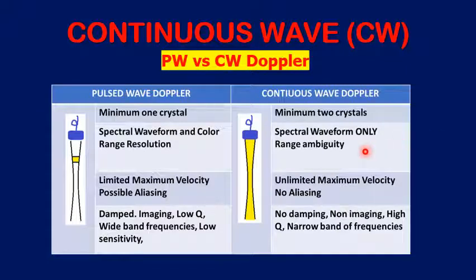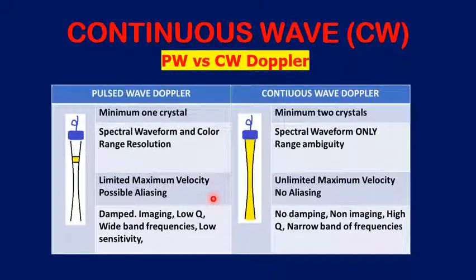As we see here, there is this comparison chart between the pulse wave and the continuous wave. Pulse wave, this is the array transducer, most of us know it, and it can transmit the Doppler pulse. So this pulse wave transducer can operate with a minimum of one crystal, right? Spectral waveform and color range resolution. So in the spectral waveform and the color, there is a range resolution. What does it mean? It means that I can see where the artery is, where the vein is, what the flow is here, and at which depth. So there is a range resolution here.